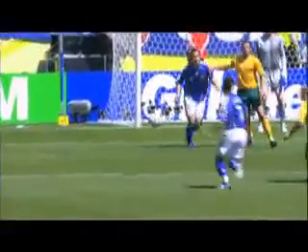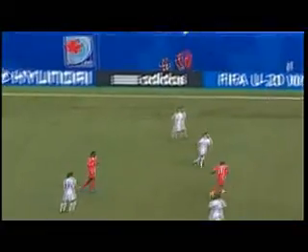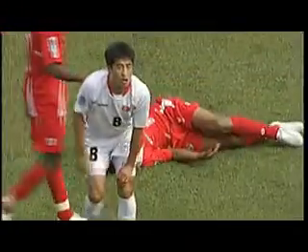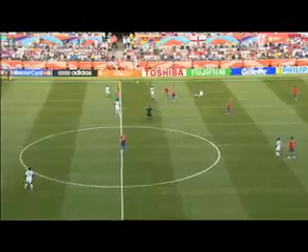Kicks or attempts to kick an opponent in a careless or reckless manner, or by using excessive force. Trips or attempts to trip an opponent in a careless or reckless manner. Jumps at an opponent in a careless or reckless manner, or by using excessive force. Charges an opponent in a careless or reckless manner, or by using excessive force.